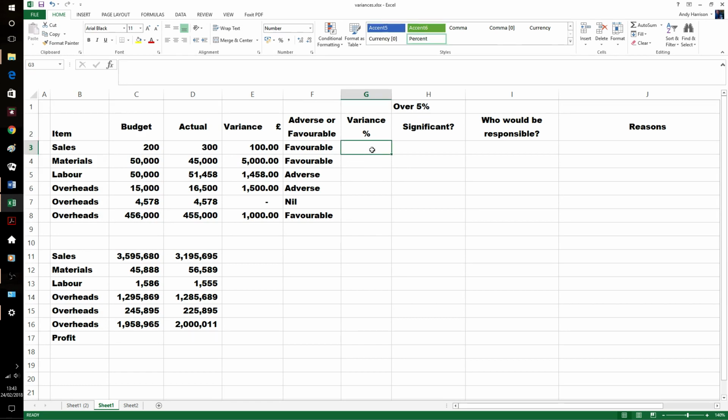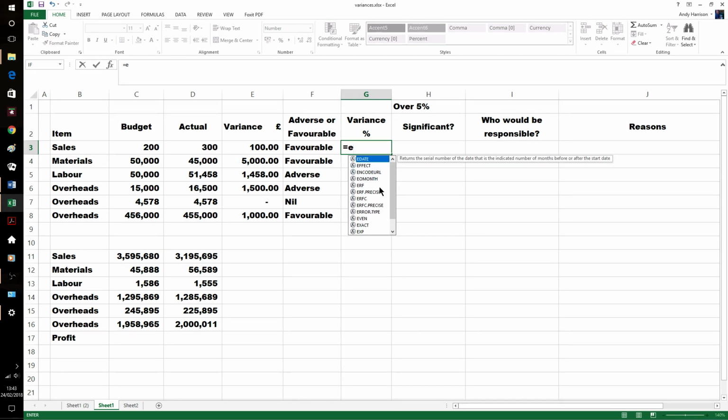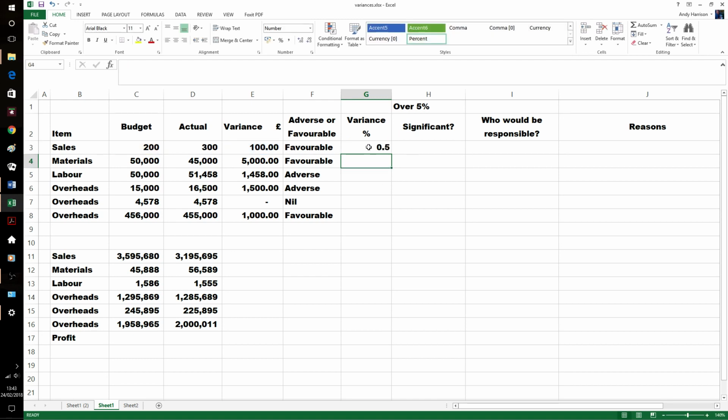percentages. This one we've got variance percentage as a header. So two options here. The one we'll use first, the calculation's the same, is our E3, that's our variance, divided by our budget figure. So a variance as a percentage is as a percentage of the budget. If you just type that, it gives it 0.5. That's a decimal, it's half. 100 is 200 is a half.